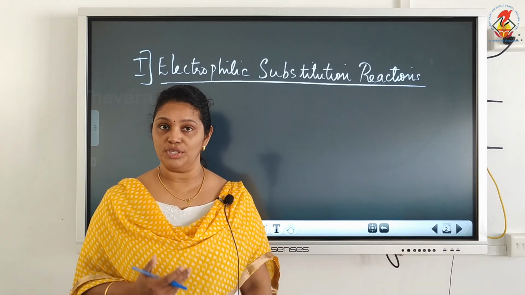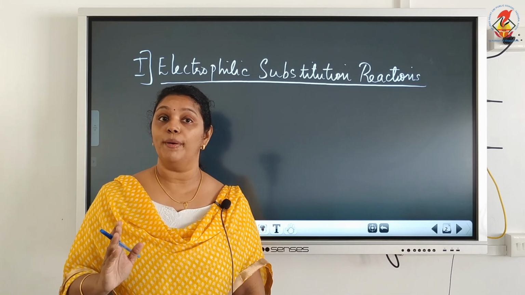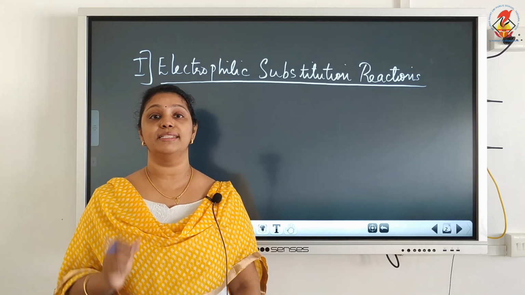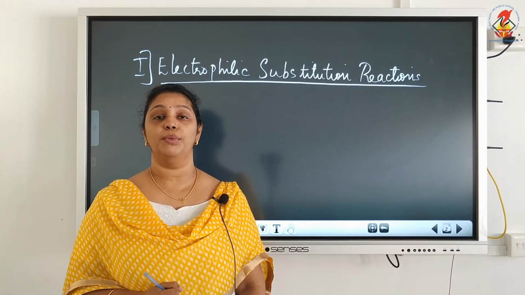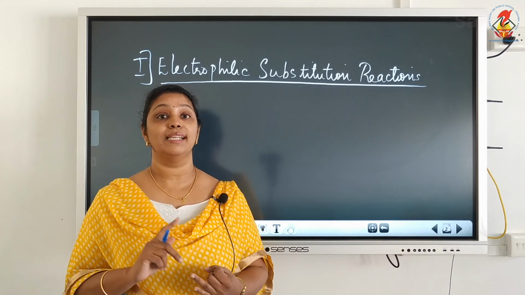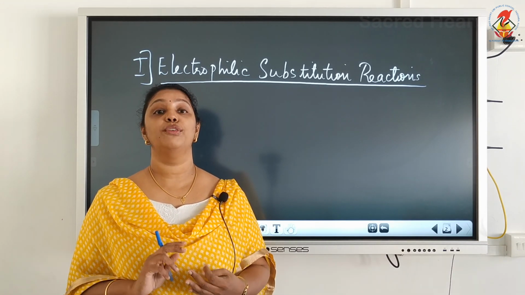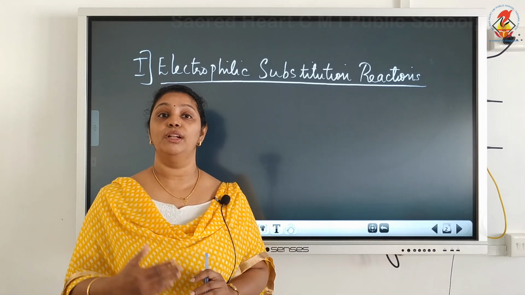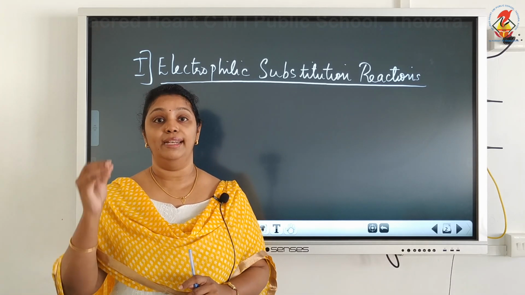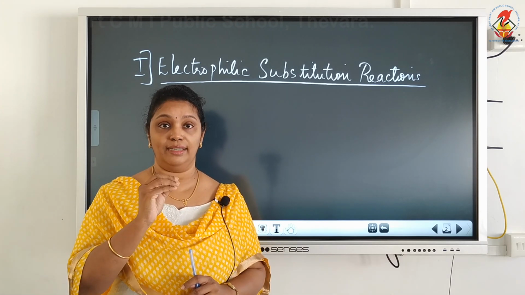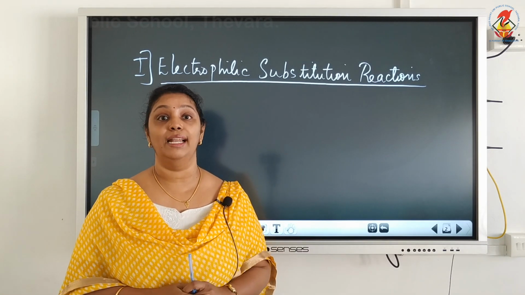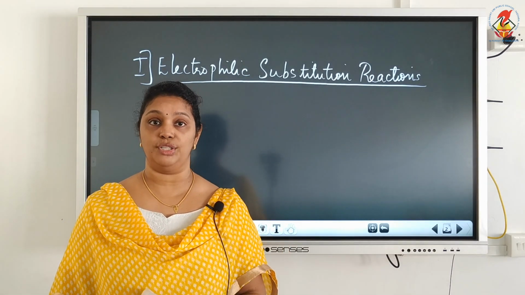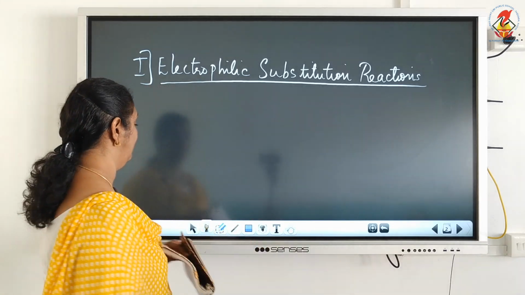Now, these electrophilic substitution reactions are given by any compound that contains a benzene ring, and we have 5 electrophilic substitution reactions to study. The first one is halogenation, second is sulfonation, third is nitration, fourth is Friedel-Crafts alkylation, and fifth is Friedel-Crafts acylation. In all these 5 reactions, an electrophile comes to attack the benzene ring, which is electron rich. So, let us discuss each type of electrophilic substitution reaction. The first one is halogenation.